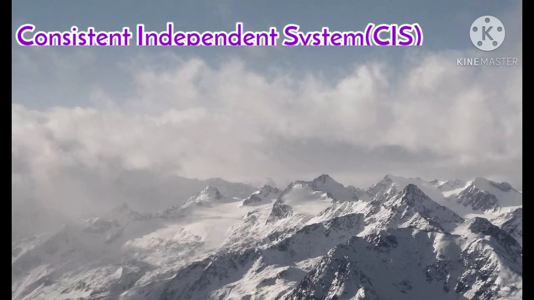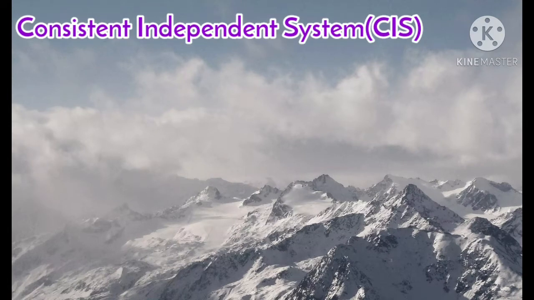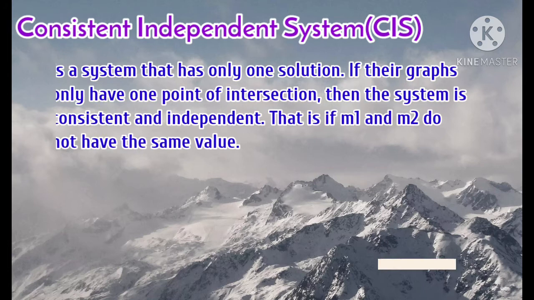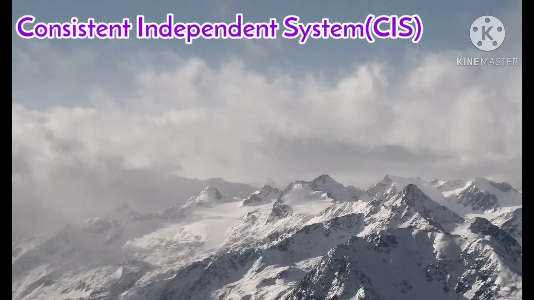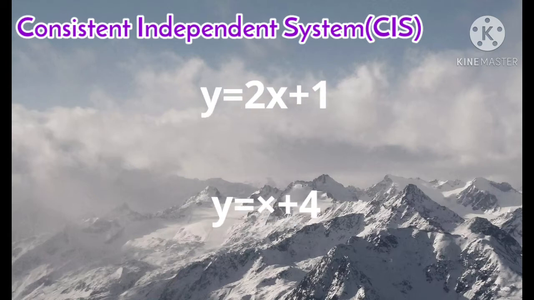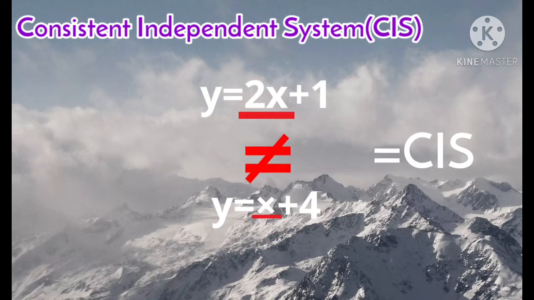The first one, the consistent independent system, or CIS for short, is a system that has only one solution. If their graphs only have one point of intersection, then the system is consistent and independent. That is, if the m1 and m2 do not have the same value. An example of this would be y equals 2x plus 1 and y equals x plus 4. We know this system of a linear equation is a CIS because the slope value, or the number right next to the x, is not the same in either equation.